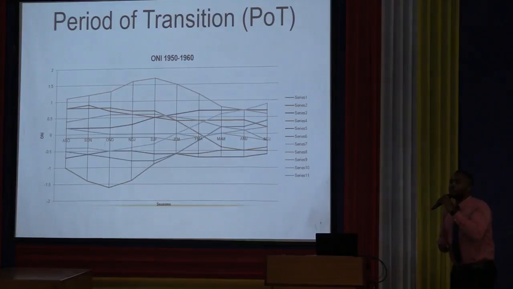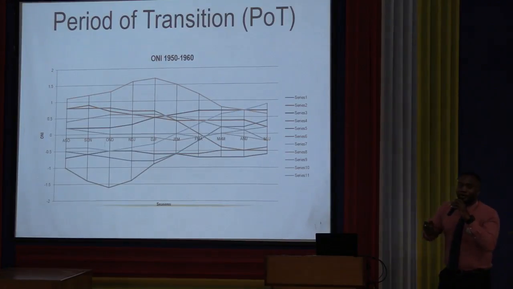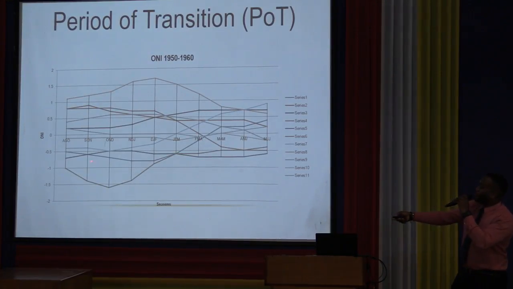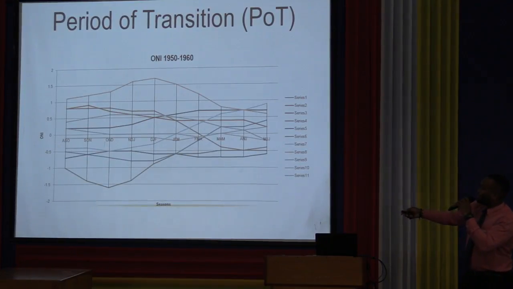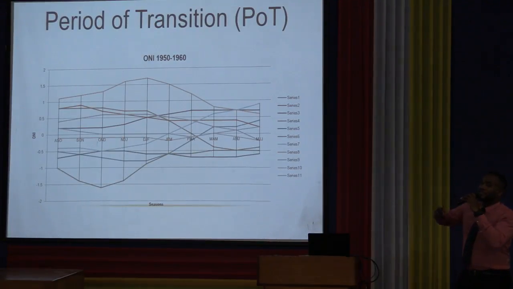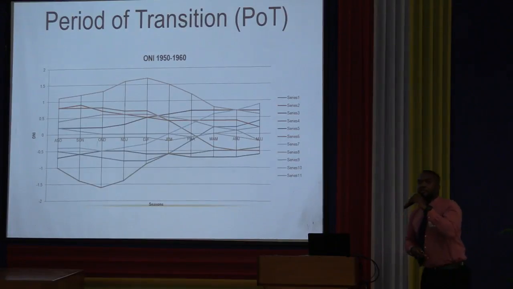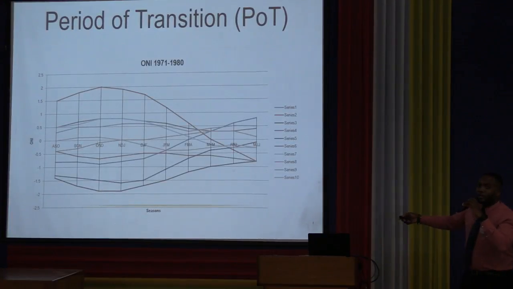Now to get to it. So we're going to define a period of transition, POT, not cannabis, but a period of transition. Now, if we look at the months September, October, November to March, April, May, that would define a period of transition. So during this period, from 1950 to 2015, it was either leaving an El Nino state or leaving a La Nina state for all the years. It was only approximately 8% of the time that you were actually entering a particular state. So for the 92%, you were leaving.